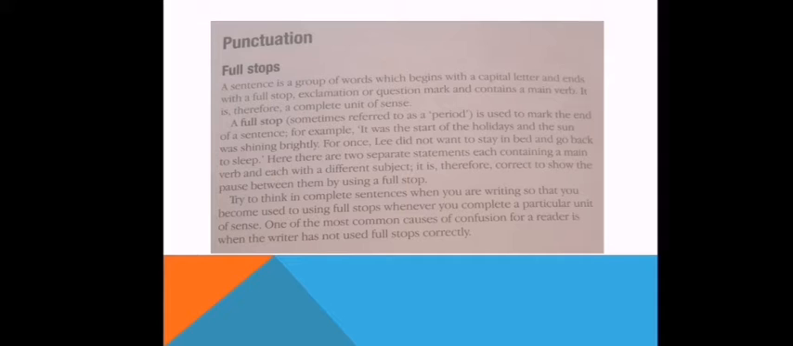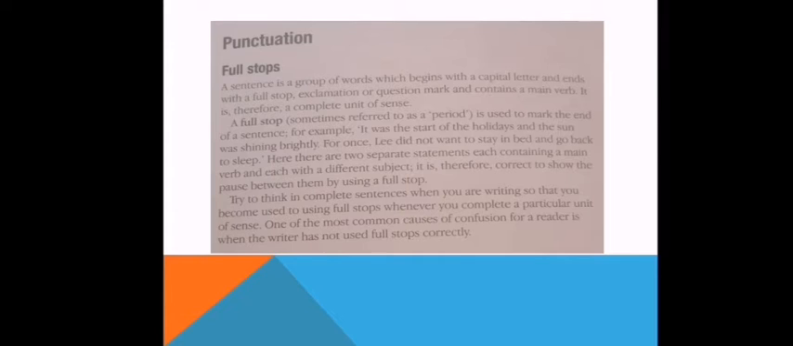So a sentence is a group of words which begins with capital letters and ends with full stops. We all know this. It can also end in an exclamation mark or a question mark, and every sentence always contains a main verb. A full stop is used to mark the end of a sentence. Sometimes full stops are actually called periods, mostly in American English. They also give us an example here.